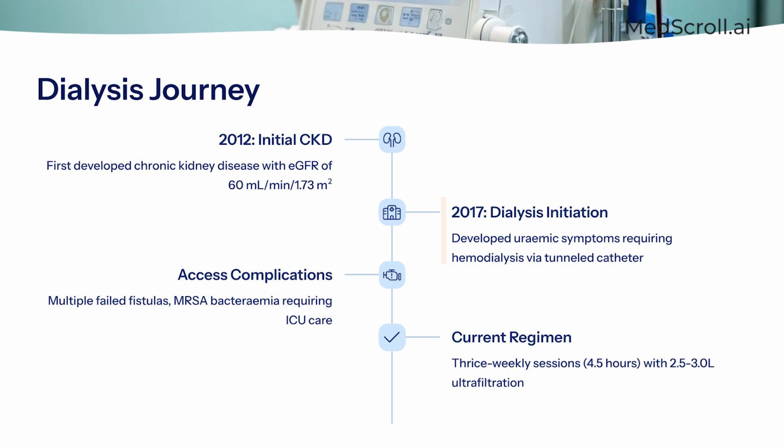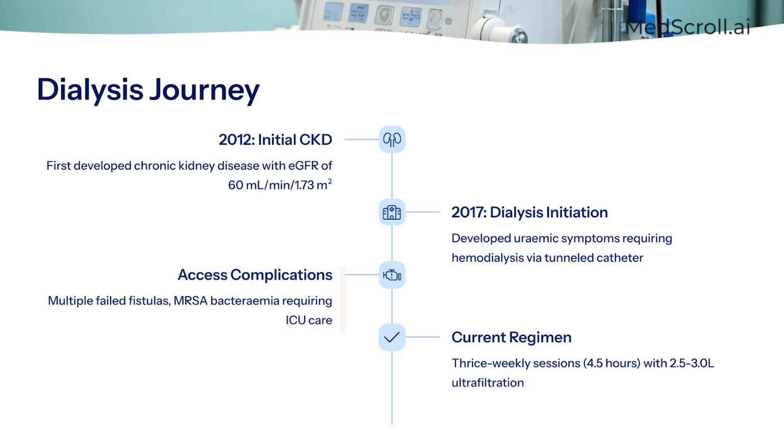He commenced dialysis via a tunneled right internal jugular catheter, as peritoneal dialysis was not feasible due to prior abdominal surgery and personal preference. His vascular access journey has been particularly challenging. An initial left radiocephalic AV fistula thrombosed early, followed by failure of a brachiocephalic fistula due to poor vessel caliber. After exhausting upper limb options, a right brachioaxillary AV graft was successfully placed 18 months ago. He has experienced 2 episodes of catheter-related bloodstream infections, including an MRSA bacteremia requiring ICU care.